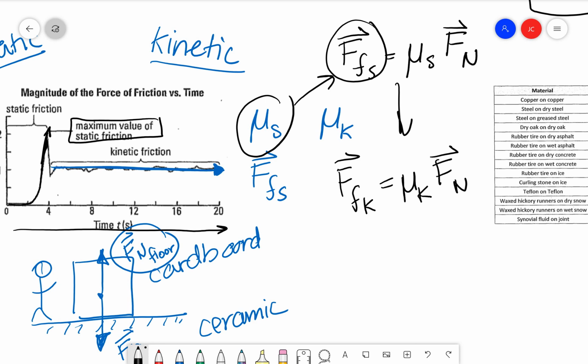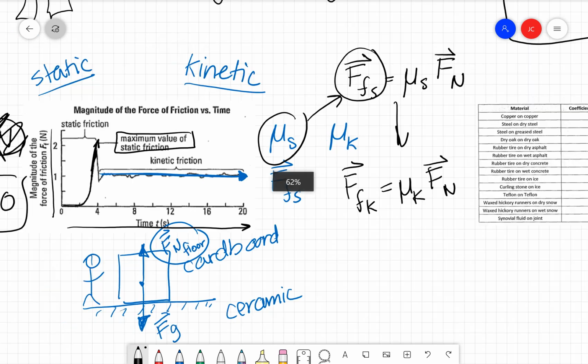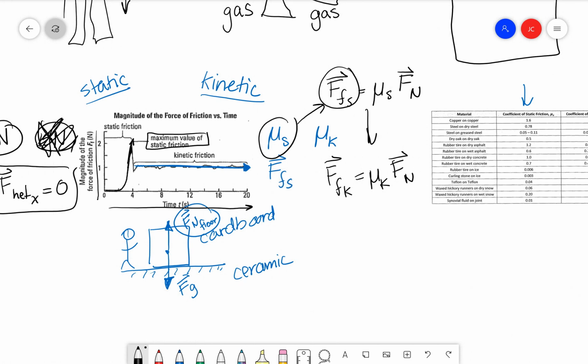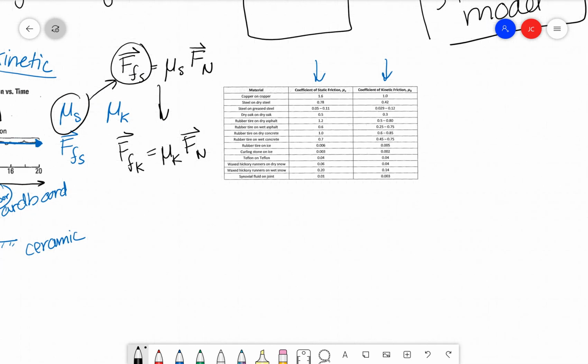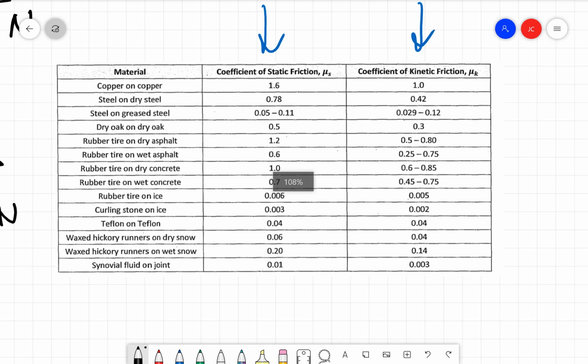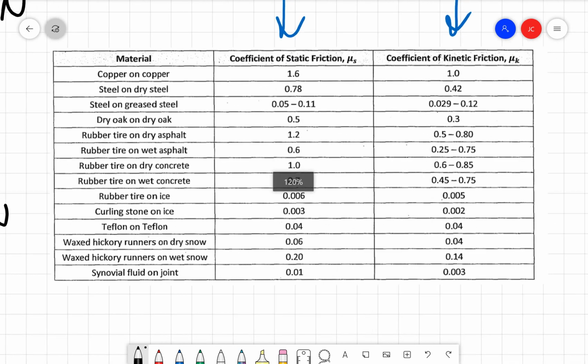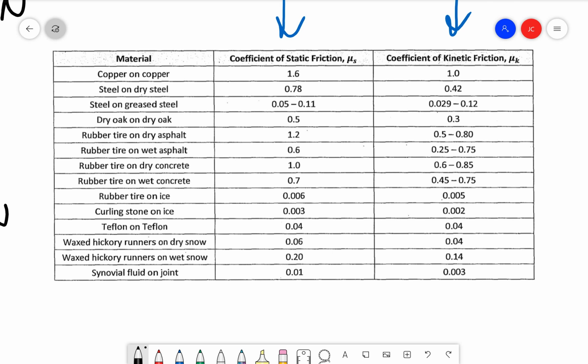Okay, hopefully this was all not too confusing to explain how this works. We're just going to look at this chart in a little more detail now that we know what we know. A couple things to observe. First of all, you'll notice in practically every case, the coefficient of static friction is greater than the coefficient of kinetic friction, or at least the same. And that is because objects tend to want to stay put.